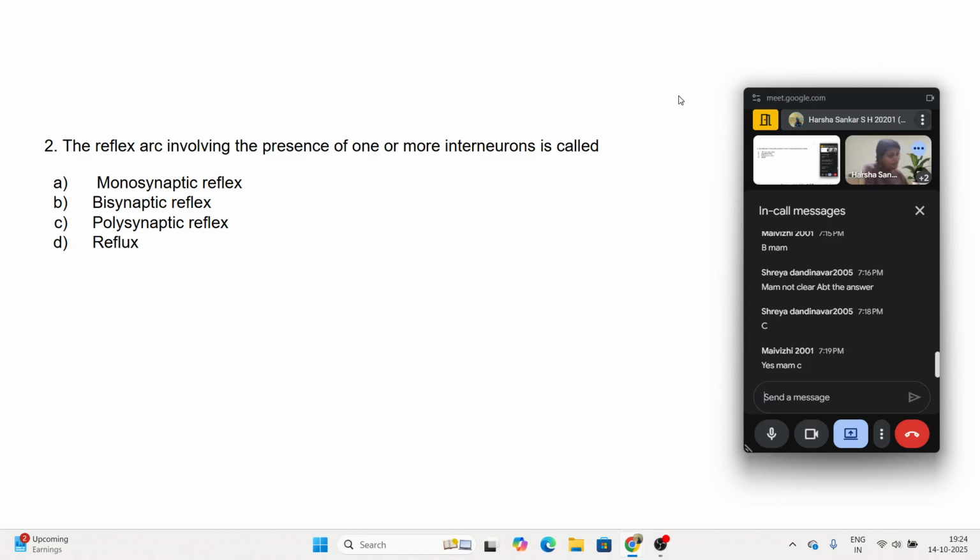Remember, there are sensory neurons and motor neurons. So information goes through the sensory neuron somewhere and the motor neuron somewhere else. There can be one another neuron, and that neuron is the interneuron. And if that is through an interneuron, then that kind of reflex is known as dash. What is the correct answer?